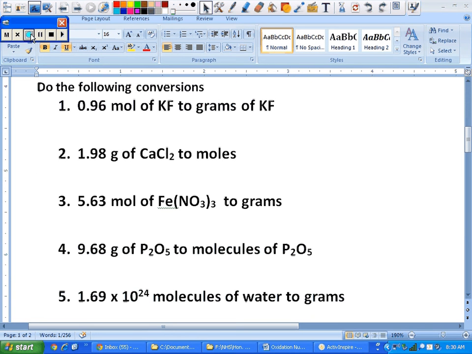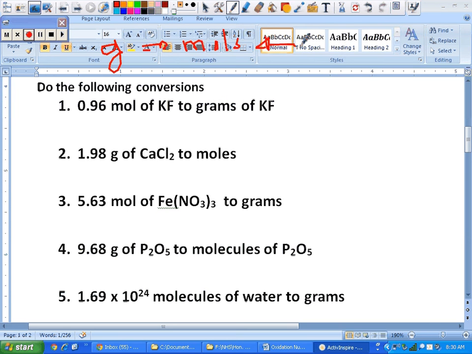One of the good parts about this is that we've done this so many times before that it's easy, and you should know this. And I just want to write this up here to remind you. Remember, we can go from grams to moles and then to molecules to atoms.